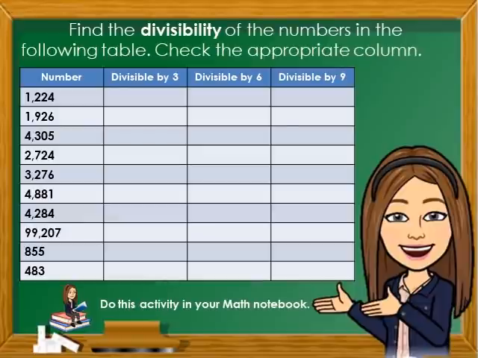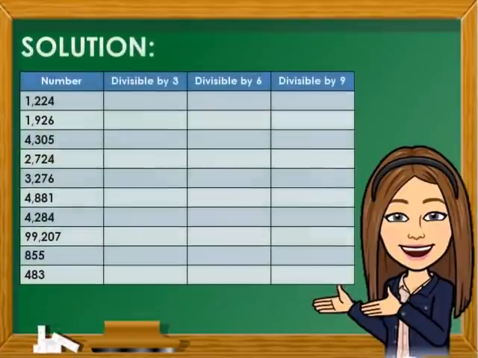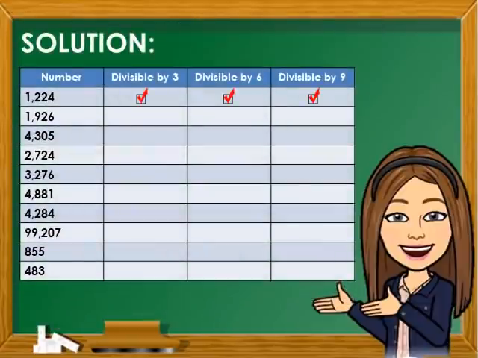Okay, let's now check your answers with a key to correction. 1224 is divisible by 3, 6, and 9. 1926 is divisible by 3, 6, and 9. 4305 is divisible by 3. 2724 is divisible by 3 and 6. 3276 is divisible by 3, 6, and 9. 4881 is divisible by 3.